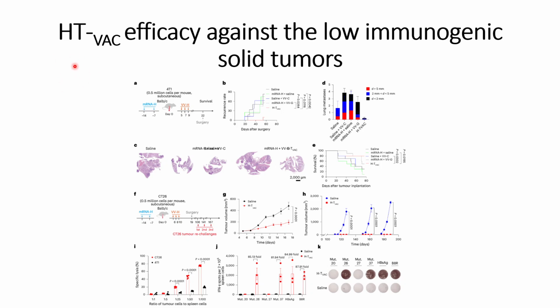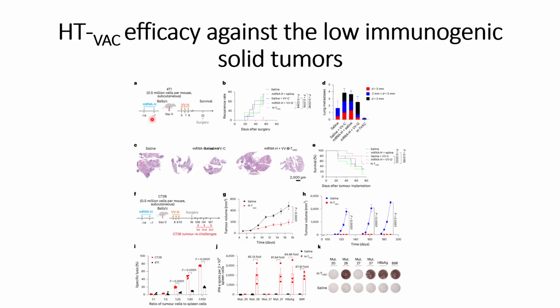In this video we will discuss the HT vaccine efficacy against low immunogenic solid tumors. For this they used two different solid tumors. The first one is breast cancer cells, 4T1, and the second is colon cancer cells, CT26. The experimental process is similar to what they did in the previous studies.